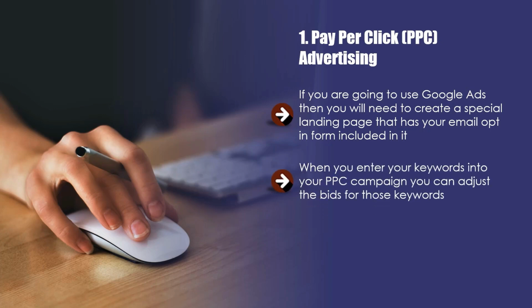When you enter your keywords into your PPC campaign, you can adjust the bids for those keywords. Both Google and Microsoft will want you to pay the highest price per click, but you can make a lower bid. If your ad is good, you will not have to be the first ad on the search results page.